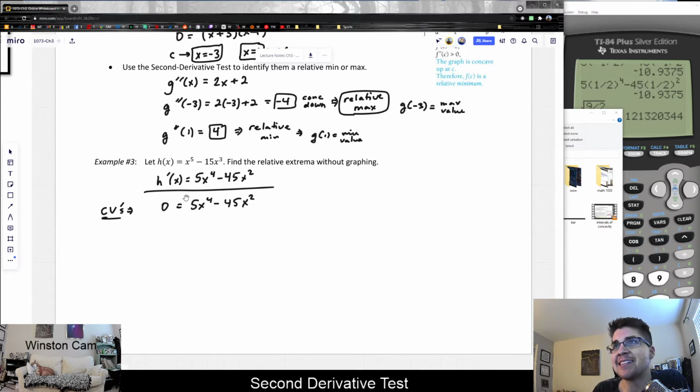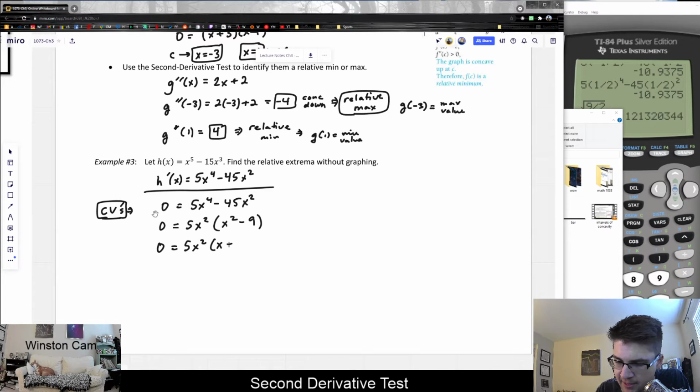But anyways, yes, set the first derivative equal to 0. Make sure you copy everything down correctly to find the critical values. And now, again, we have a polynomial equation equal to 0. We need to factor. So we have a common factor of 5x squared. This would leave us with x squared minus 9. And that being a difference of squares could be factored as x plus 3 and x minus 3.